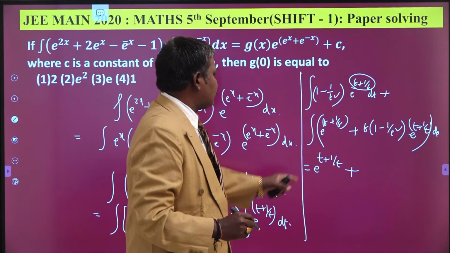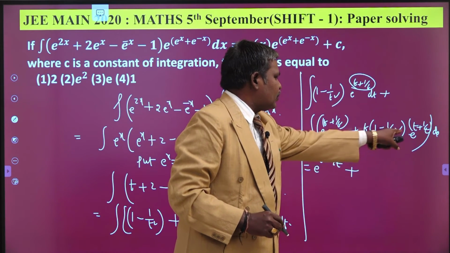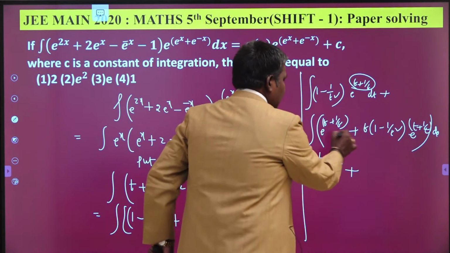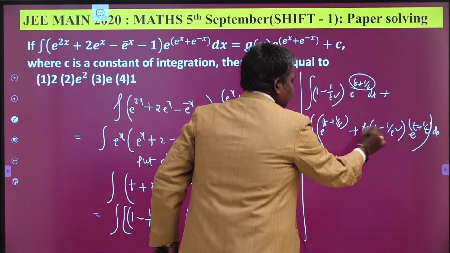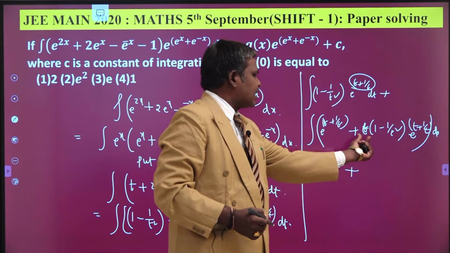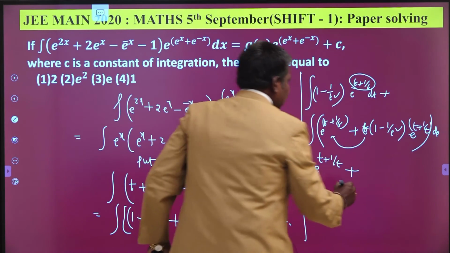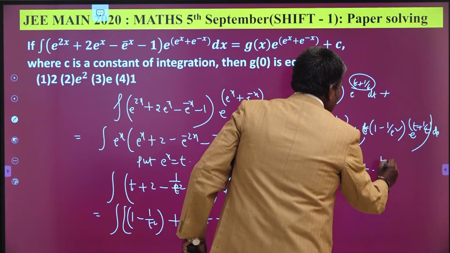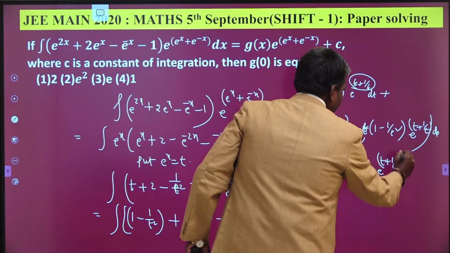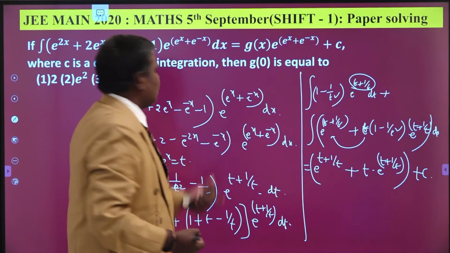Dear students, observe this one. If it is taken as f of x, it is nothing but f of t plus t into f dash t. So integral of f of x plus x into f dash x into e power x is x into f of x plus c. So your integration is t times e power t plus 1 by t. This is the solution for this integration.